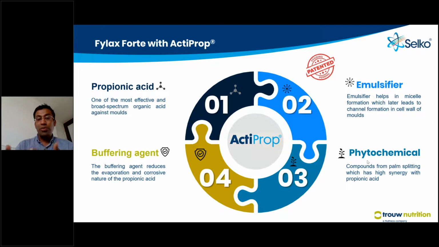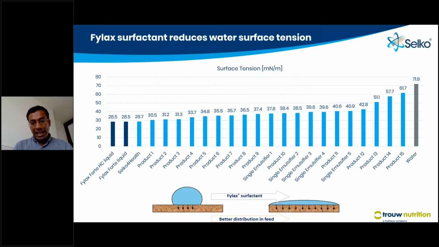Of course, it needs a buffer, otherwise organic acids are very corrosive. So we use a specific buffering agent to minimize the corrosion, but also to reduce the evaporation rate of the organic propionic acids. And this is a patented product from us. So the first aspect I'm going to touch upon is the surface tension.